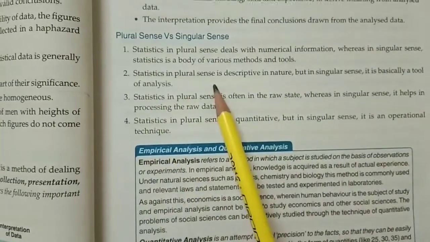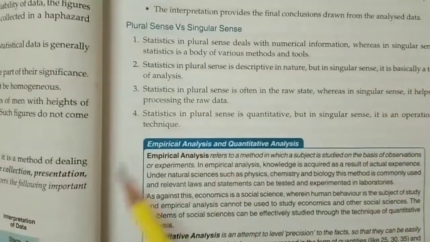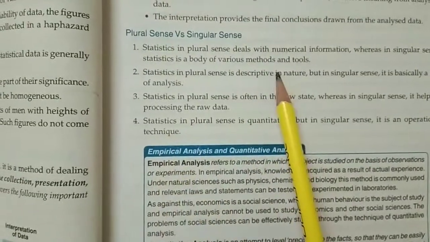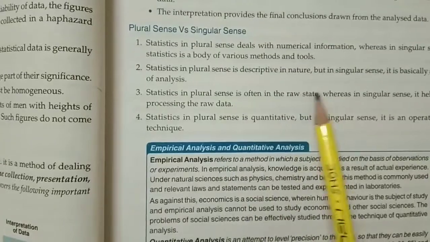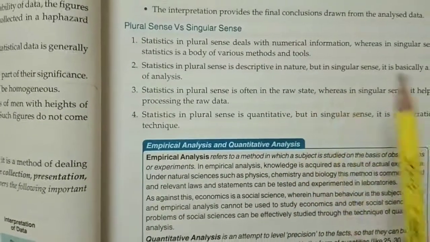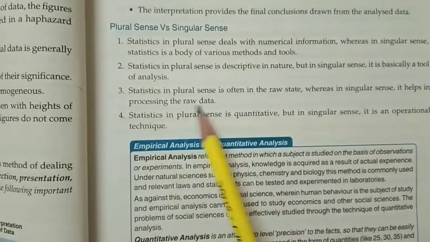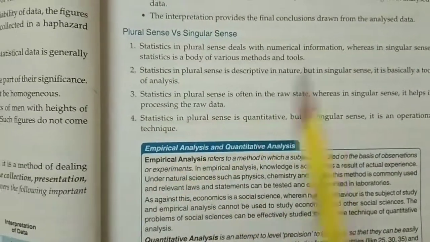Statistics in plural sense is a bit descriptive in nature, but in singular sense, it is basically a tool of analysis. It is one of the tools of analysis. Statistics in plural sense is often in the raw state. Raw state means it is not finally meant to come to the conclusion. It is in raw state, whereas in singular sense, it is about processing the raw data.